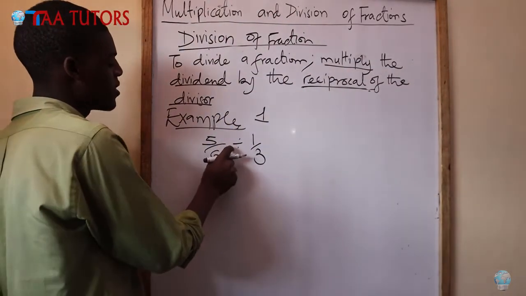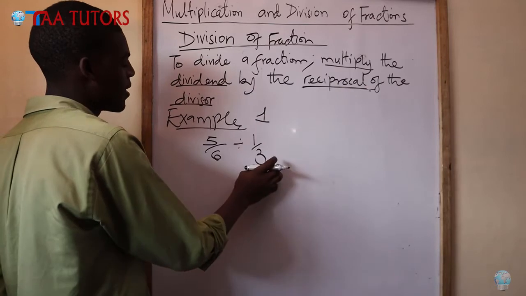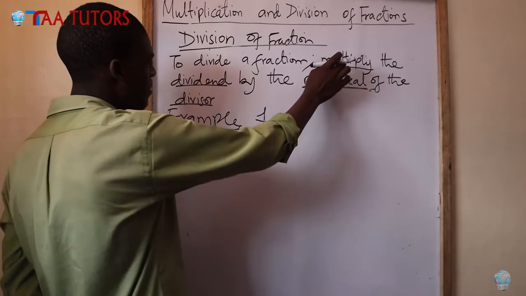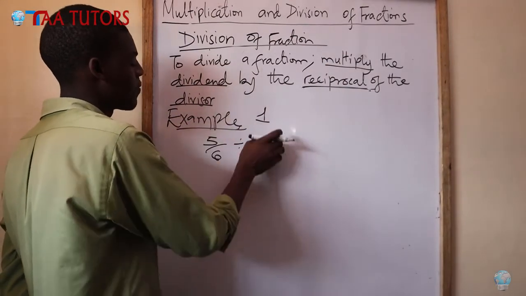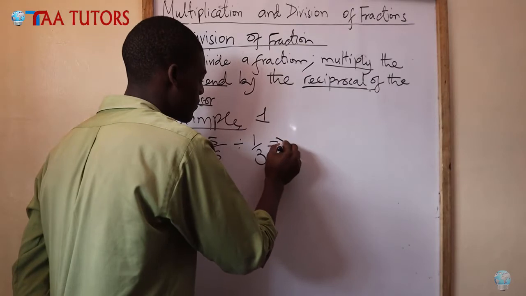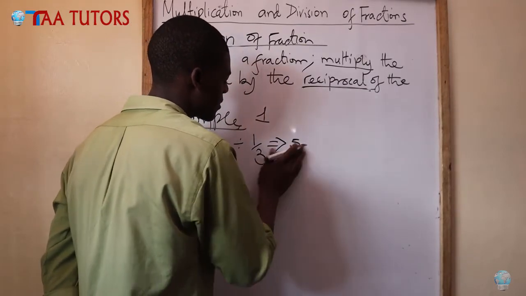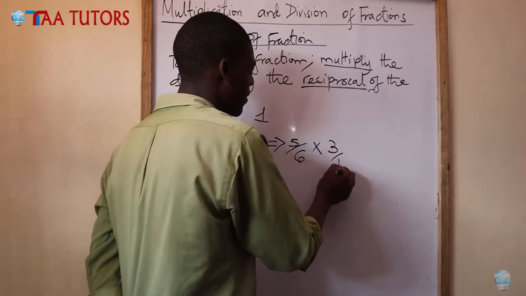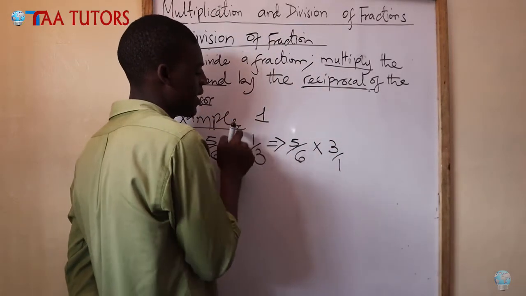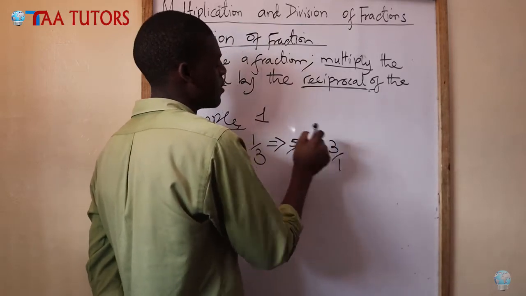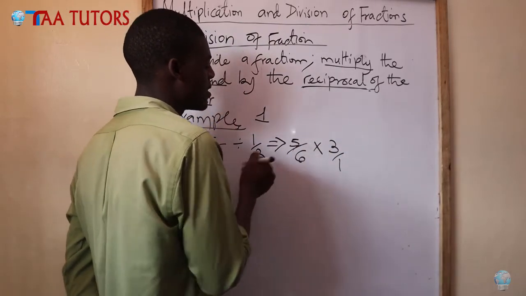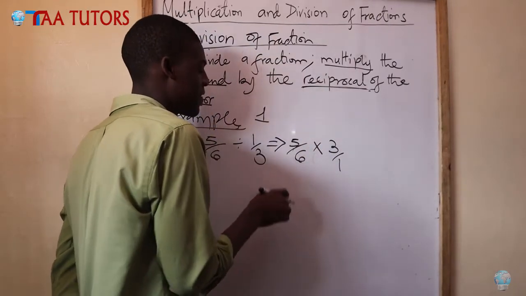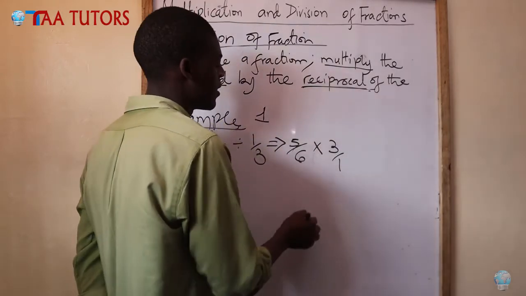So when we are to divide 5 over 6 by a third, this one is the dividend and this one is the divisor. And I've said we multiply the dividend by the reciprocal of the divisor. So we will have 5 over 6 times 3 over 1, because a third, when you turn it upside down, gives you 3 over 1. And we had seen that in multiplication, we first simplify where possible, then we find the product of the numerators and denominators separately.